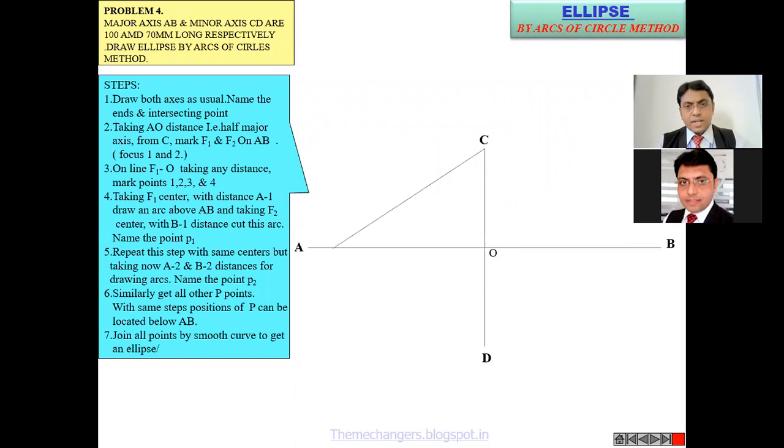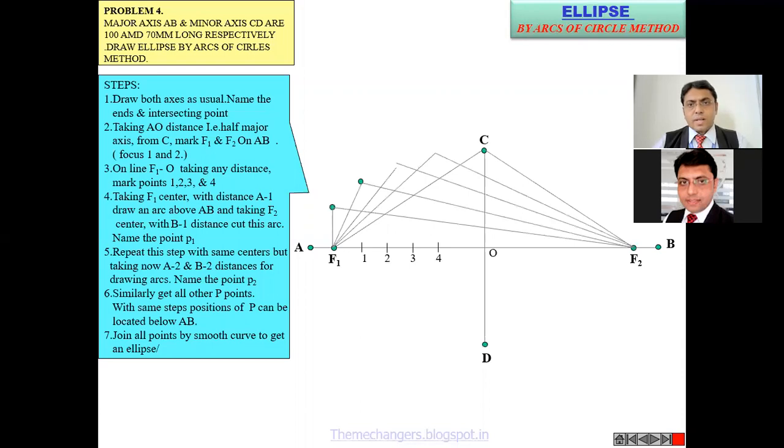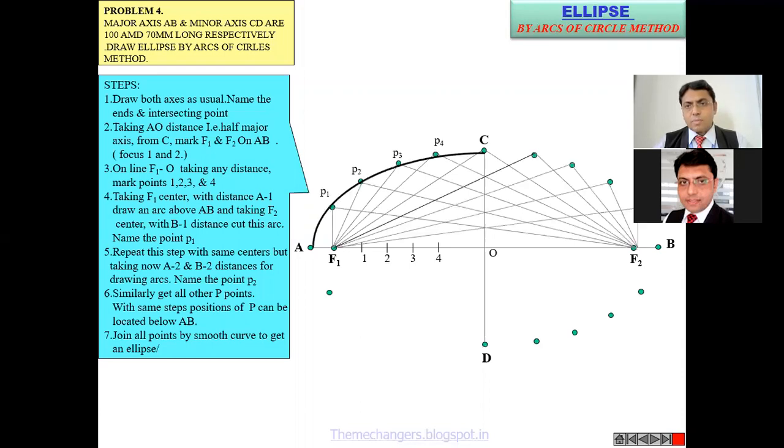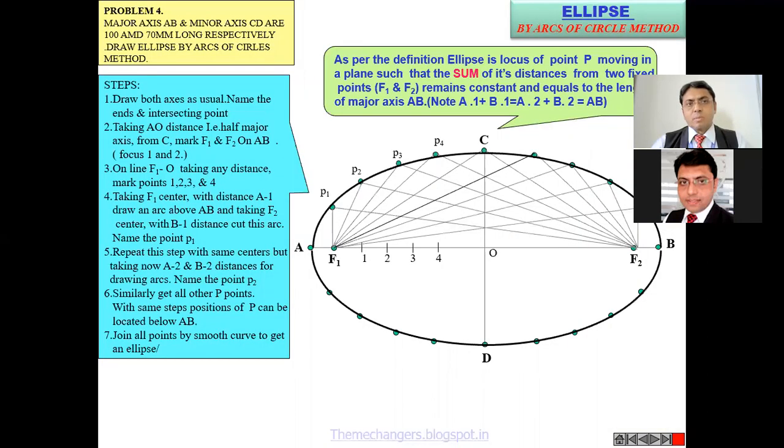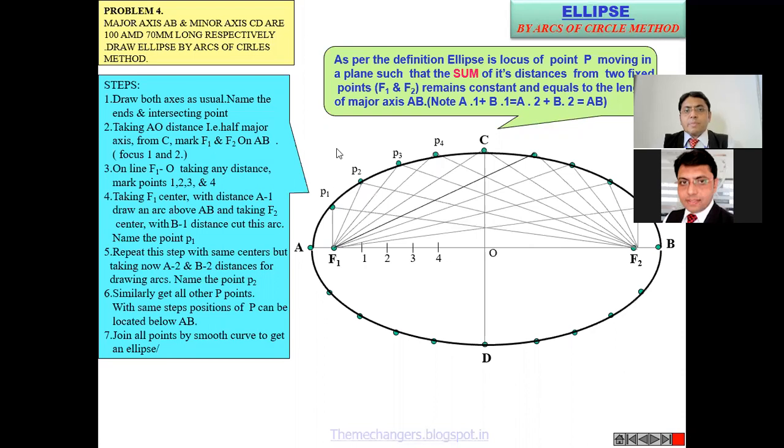So I think everyone can understand this particular part. Then this is the arc of circle method. By using the arc of circle method for making an ellipse, the major axis and minor axis are going to be followed, A to B and C to D. At that particular end, the distance is going to be followed. Draw both axes as usual, name the ends and intersecting points. So with this part, P1, P2, P3, P4, and at the second end, P1, P2, P3 and P4 points are going to be followed.